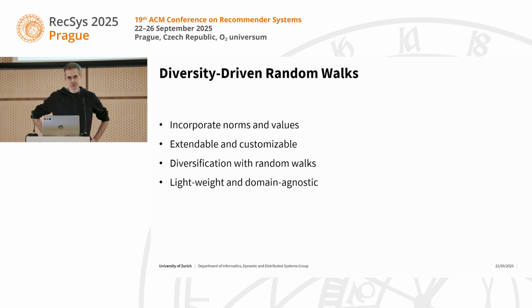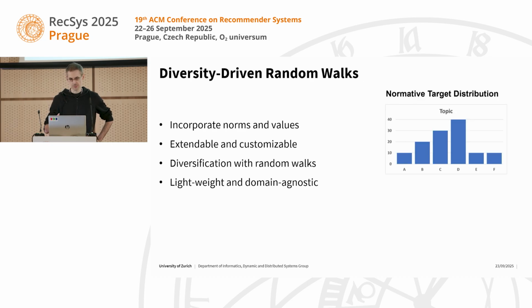So with DRDW, our goal is to present an algorithm that naturally incorporates, or focuses on incorporating, norms and values from editors and from the newsroom. The main idea is we want to make this as easy as possible. So what you see on the top right is what we call a normative target distribution.